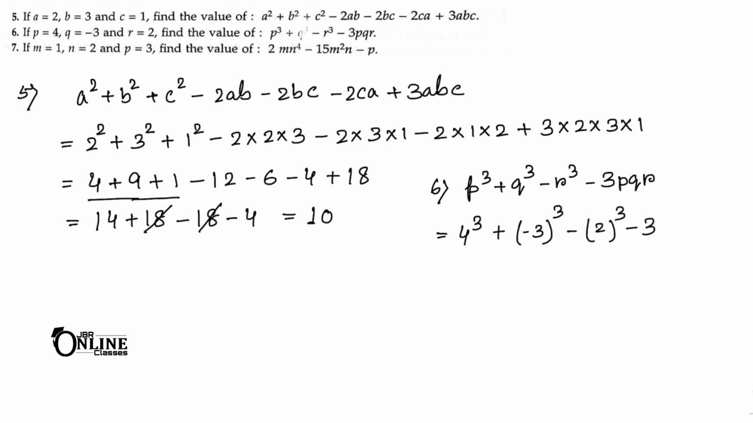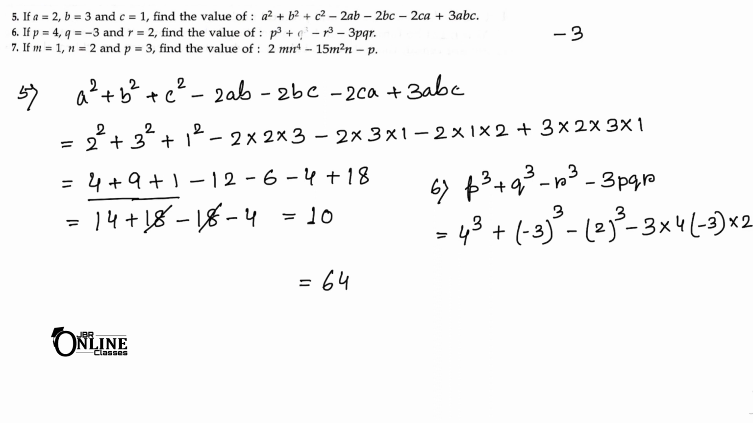Then here, 3 into P. As P means 4, then here Q. Q means here minus 3. So put it in bracket because here minus. And R is 2. R means here 2. So multiply with 2. Now 4 cube, that means 4 into 4 into 4. So you know the value, that is 64.